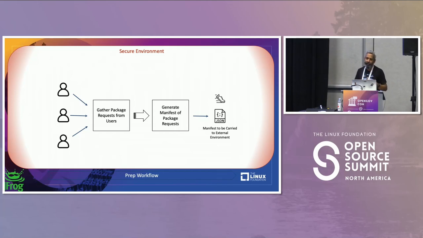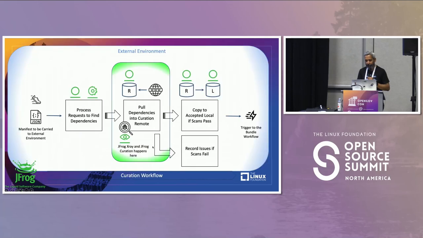And usually you could do this once a day, depending on how many user requests there are. If you're using Jira or a service desk, or whatever the system of record is, you could go after it and produce this manifest, which then gets returned as a JSON file that needs to be carried out to the external environment. So in the external environment, the manifest that you brought in from the secure environment will have to be processed to figure out all the dependencies that need to be downloaded.